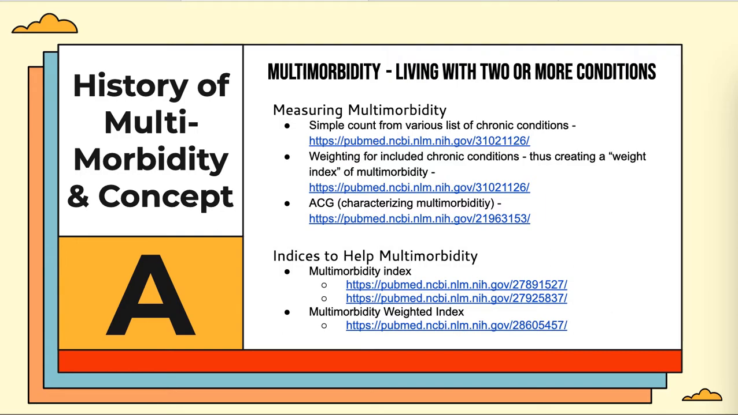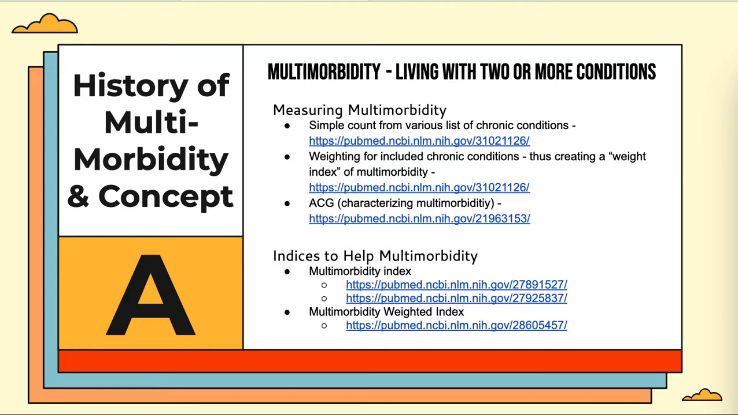With a little bit of background behind it, there are a few PubMed articles that discuss measuring multimorbidity, and some of that consists of doing simple counts from normal morbidity indexes such as Charleston's. And then there are others that include weighing or including chronic conditions, thus creating a weight index of multimorbidity. And then there's the ACG, which is characterizing multimorbidity, a little diagram that's created to determine the weights of multimorbidity.